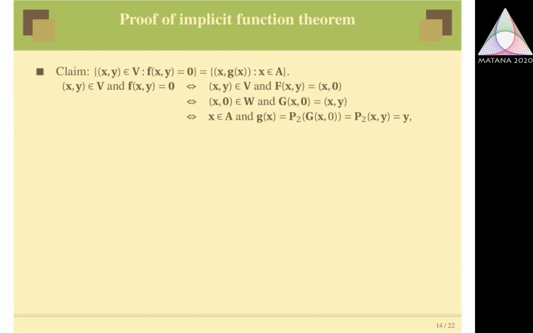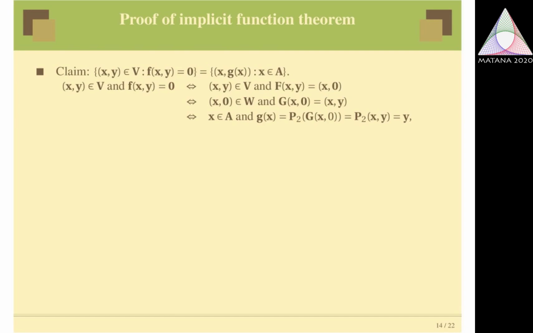To prove the set of all (x,y) belongs to V such that small f of (x,y) is equal to 0 is the same as the set of all ordered pairs (x, g of x) where x varies in A, first we start with (x,y) belongs to V and small f of (x,y) is equal to 0. It is obviously equivalent to capital F of (x,y) is equal to (x,0) because capital F of (x,y) is defined by (x, small f of (x,y)). We simply substitute small f of (x,y) as 0 here.